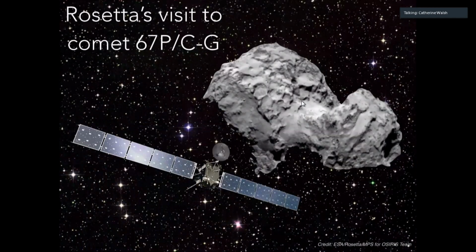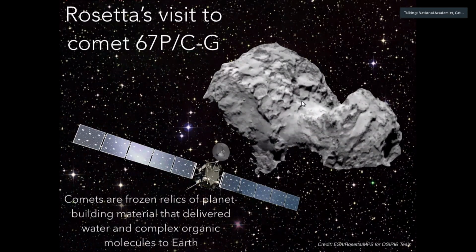But more recently, we had this ESA mission, Rosetta, that for the first time went to visit a comet called 67P/CG. And this is the first time that a suite of instruments were sent and orbited a comet for around 2 years.